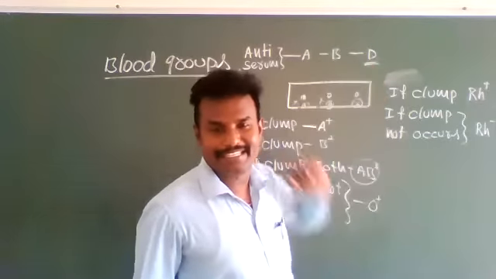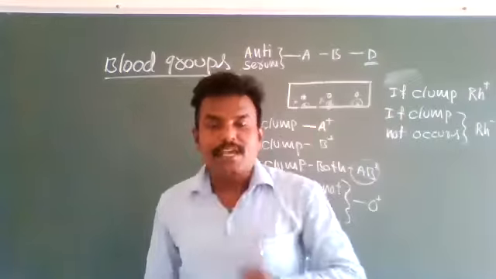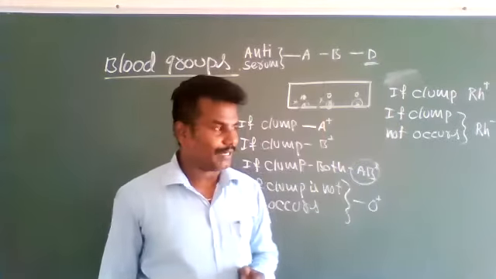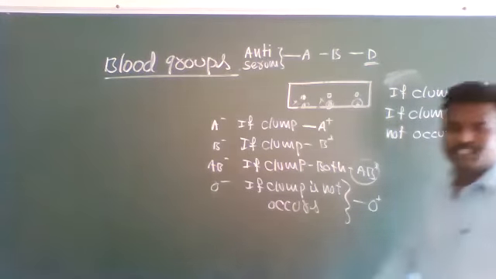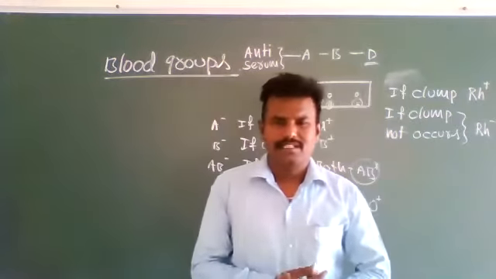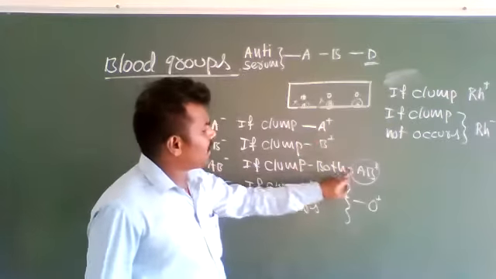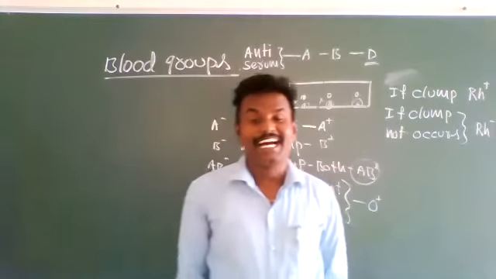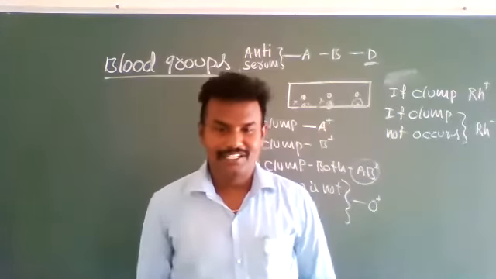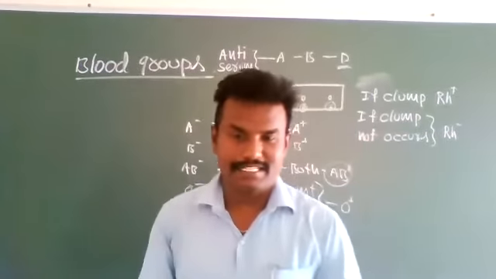the antiserum D. So the antiserum D is used to identify the special type of antigen present in our body. Along with A, B, and O, every human being has another type of antigen present, that is the Rh antigen.